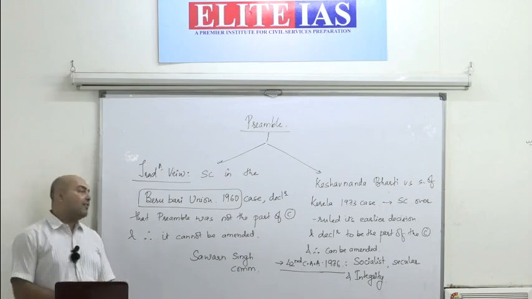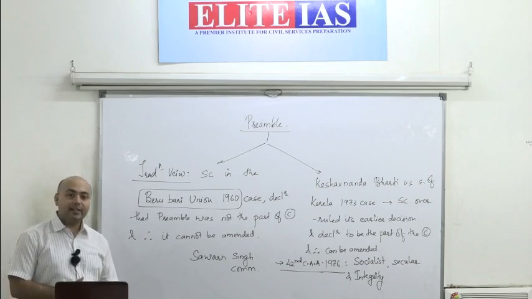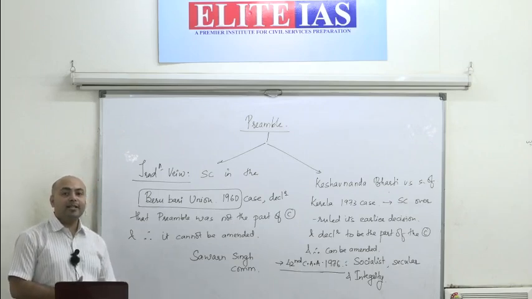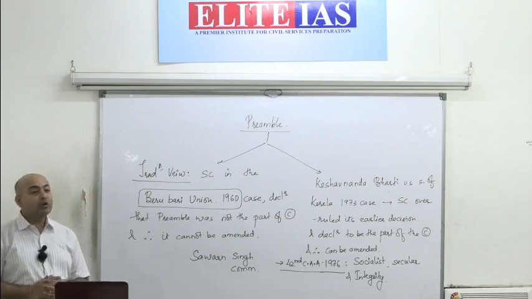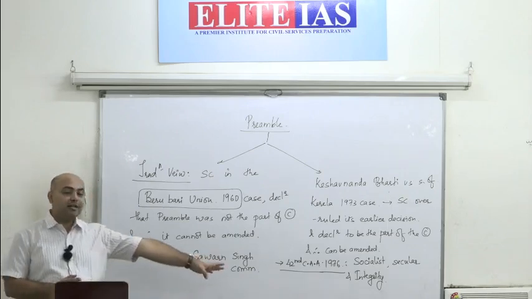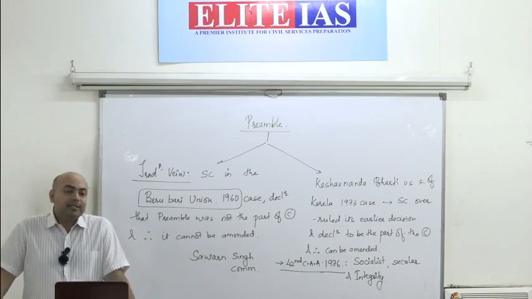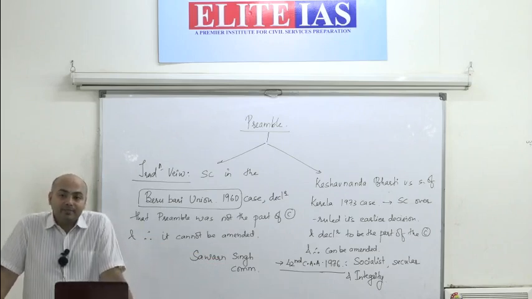Clear? After this, in 1977, Indira Gandhi loses power, elections are held, and the Janata Party comes to power and takes up the 44th Constitutional Amendment. Most of the provisions of the 44th Constitutional Amendment were to undo the provisions of the 42nd Constitutional Amendment. Clear? The terms 42nd and 44th that we are talking about, you have to remember them.